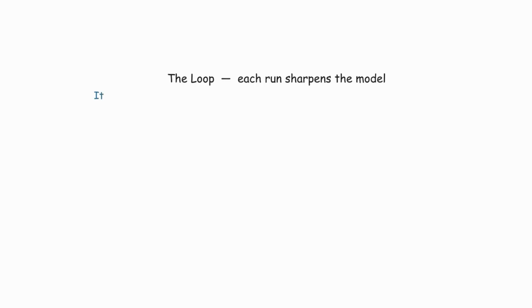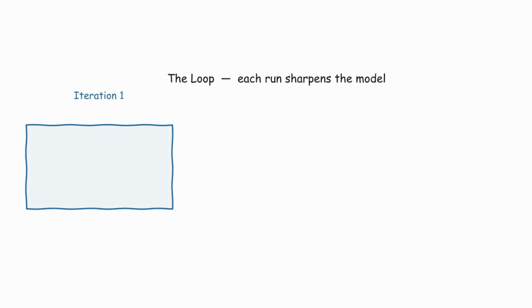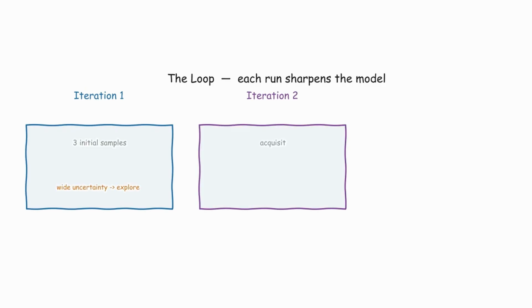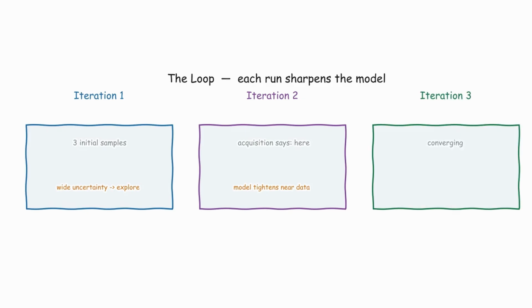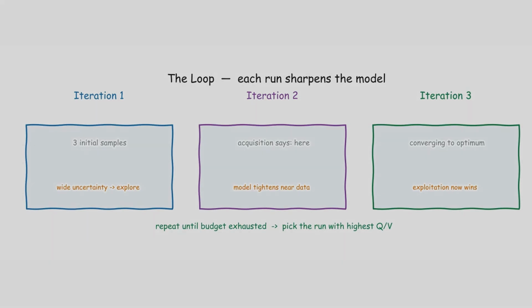In the notebook, we step through 3 iterations. Iteration 1, we have 3 initial samples which have wide uncertainty. The acquisition points to an unexplored region. It says explore. Iteration 2, we've added that point. The model sharpens near the data. Now the acquisition points closer to the predicted peak, a mix. Iteration 3, the model is now converging, exploitation dominates, and we're homing in on the true optimum.